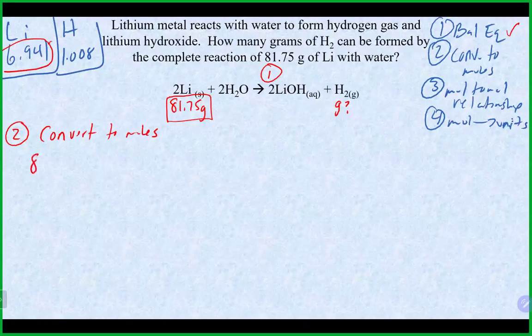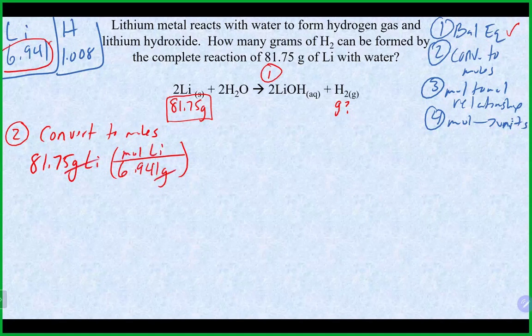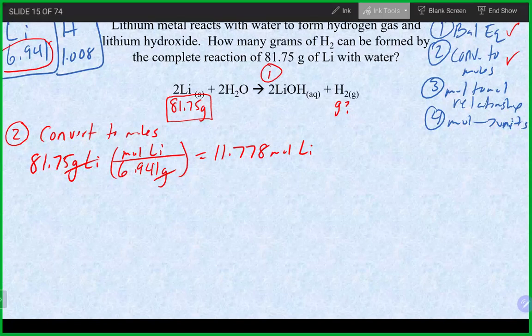So we'll take our 81.75 grams of lithium, once again using the molar mass from the periodic table. Grams are going to go opposite, so they cancel on the bottom. And if you get an answer at this point, you're looking at 11.778 moles of lithium, using 6.941. So that takes care of step number 2. Remember here, we ultimately want to get over to hydrogen. So this is where the stoichiometry part of it is, which again is pretty much just a conversion factor.